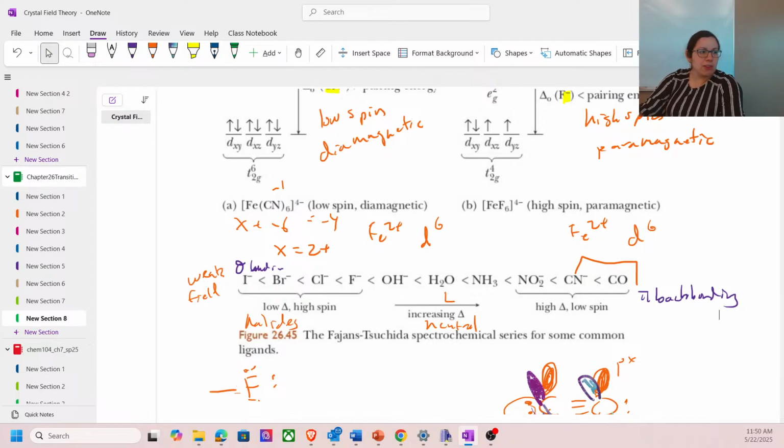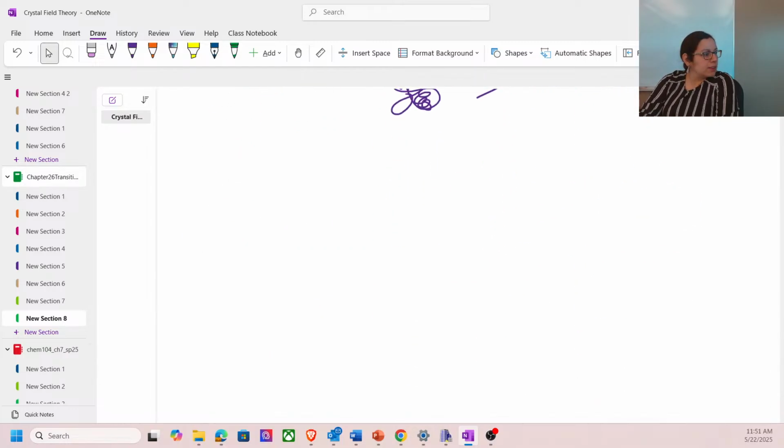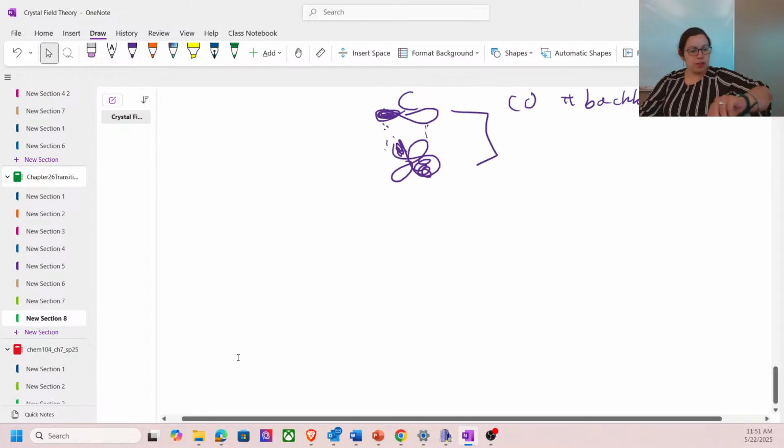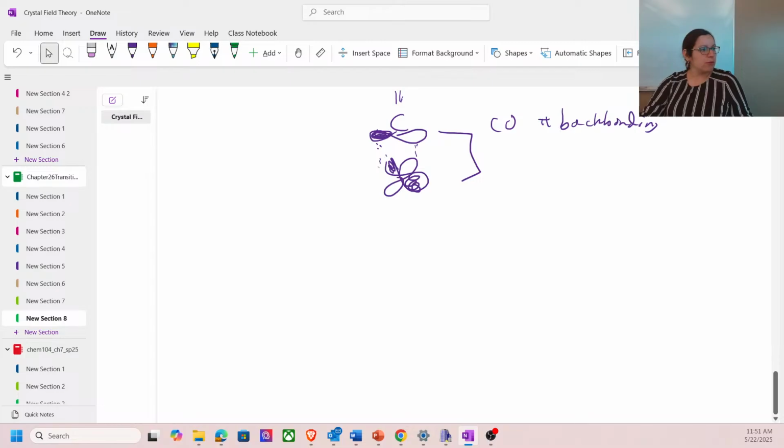Or I might ask you to compare: what if this was high spin? What if it was low spin? And what would it be, diamagnetic, paramagnetic? So let's look at a few examples and see if we can predict. We'll go a little bit over time, just so we can finish up this.